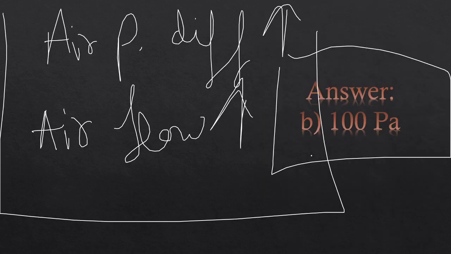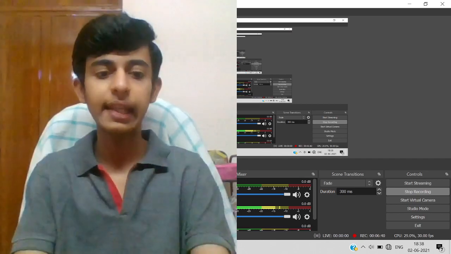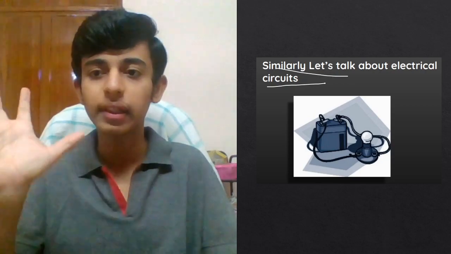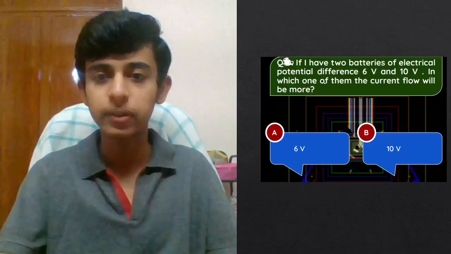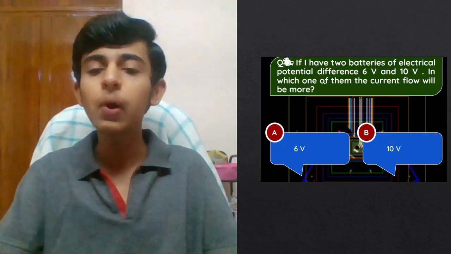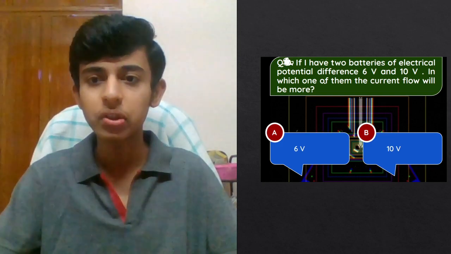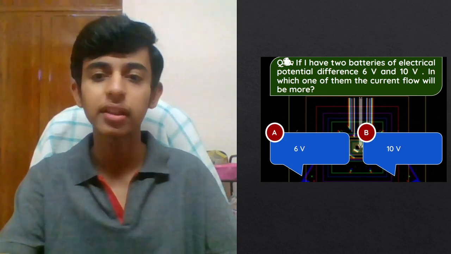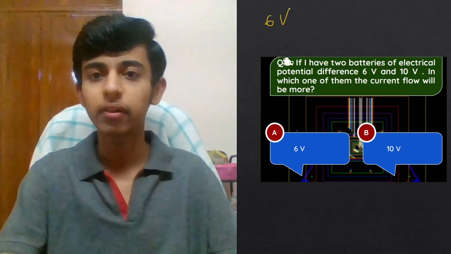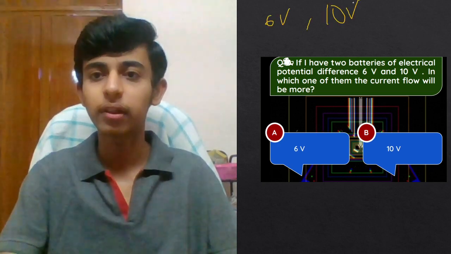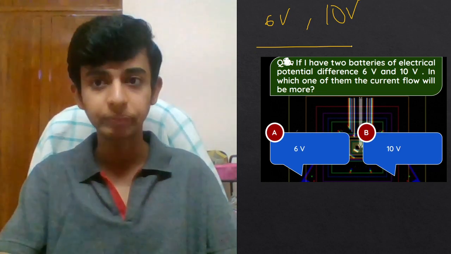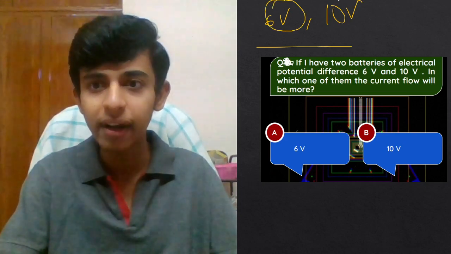Now try to understand that in terms of your electric circuits. How are we going to apply this? Similarly, let's talk about electric circuits. Now tell me the answer of this question. See, if I have two batteries of electric potential difference, potential difference, the same thing, do not get confused. One is 6 volt and the other is 10 volt. So in which of them will the current flow more? In the 6 volt battery or the 10 volt battery?